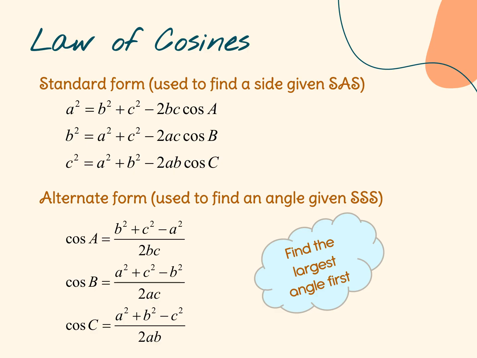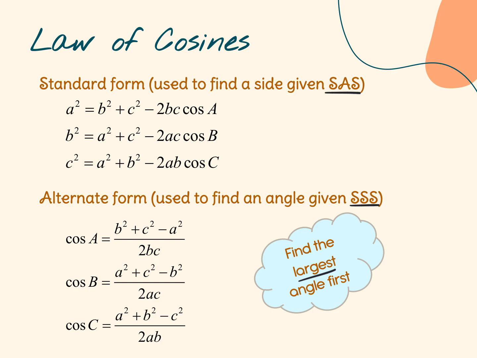Okay, these are the formulas for law of cosines. I'm not sure off the top of my head what information we'll give you on your quiz, but you can use law of cosines if you have a side angle side triangle or if you're given all three sides. There's two versions of it. If you have all three sides and you want to find an angle, you would use these formulas at the bottom. If that is the case, you're going to find the largest angle first.